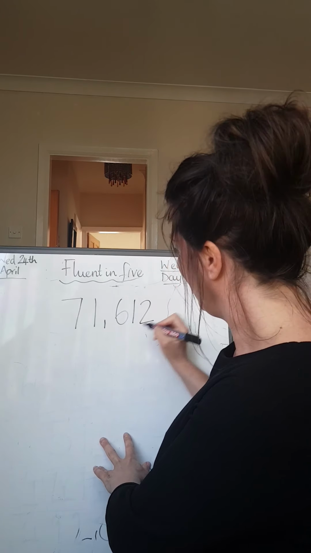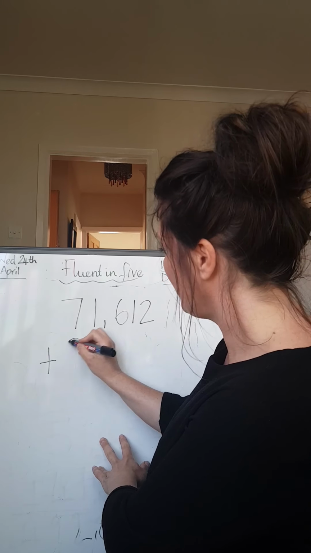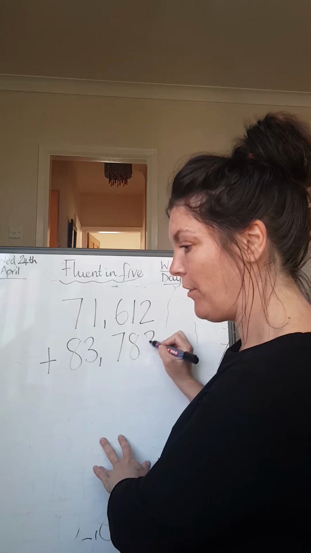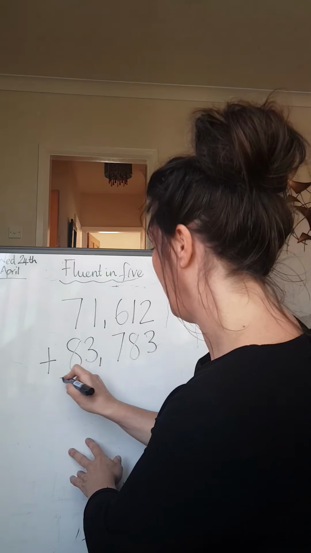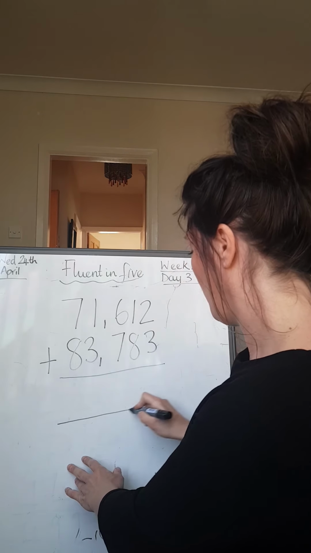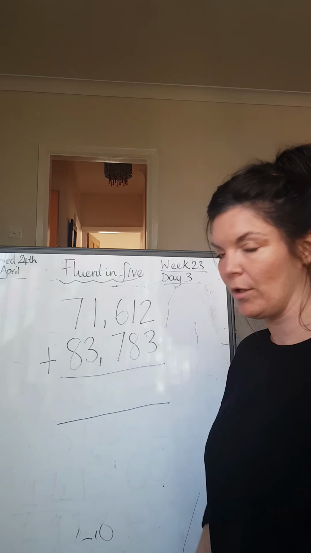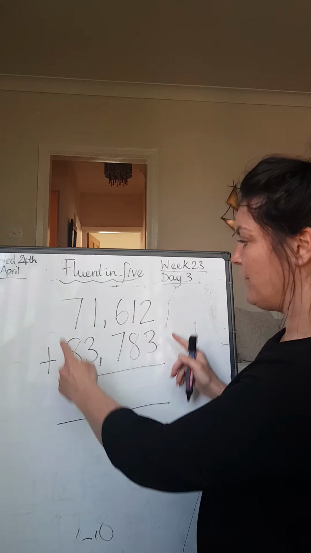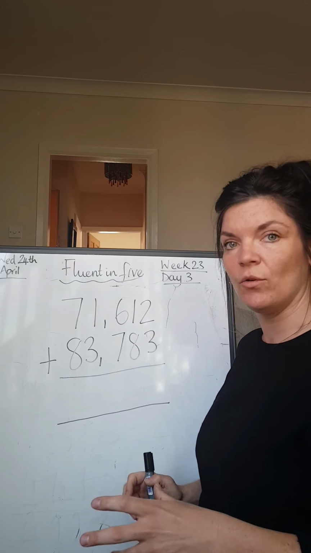71,612 add 83,783. Right, I hope you can see that well. I should have gotten a new whiteboard pen yesterday, but I forgot to pick one up. So let's go for it. The two 5-digit numbers, so they line up perfectly. There's no room for error there.